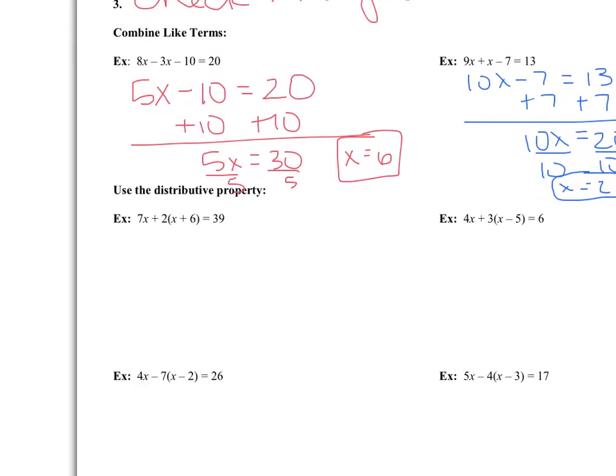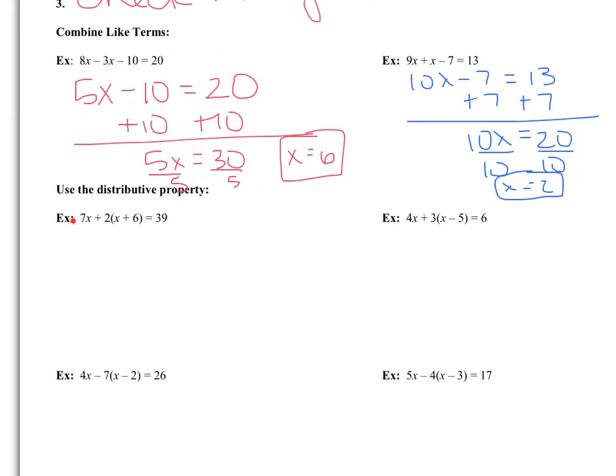So if you look at this example here, the first thing that you would do is distribute the 2. Remember, you would distribute before adding because you're still following PEMDAS when you're simplifying. So you would do the multiplication before addition. So the first thing we're going to do is distribute the 2. So I'd bring down my 7x plus 2x plus 12, and then I bring down my equals 39.